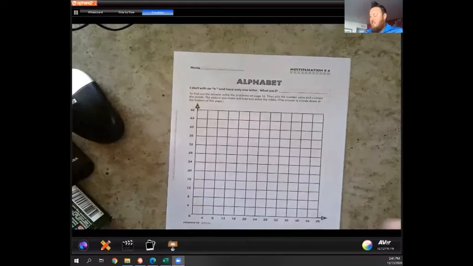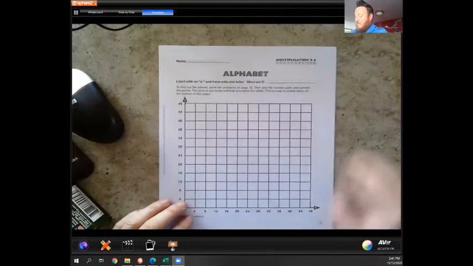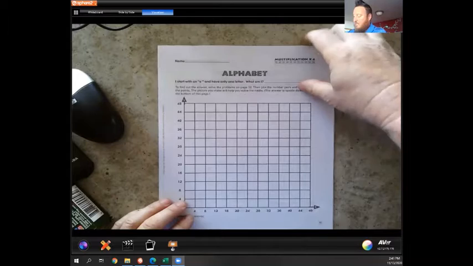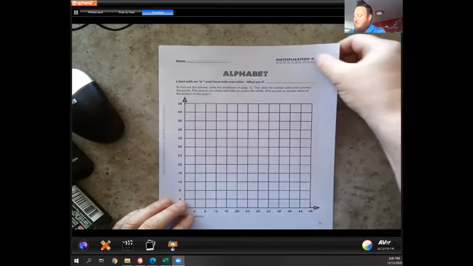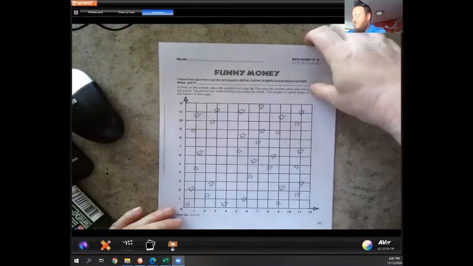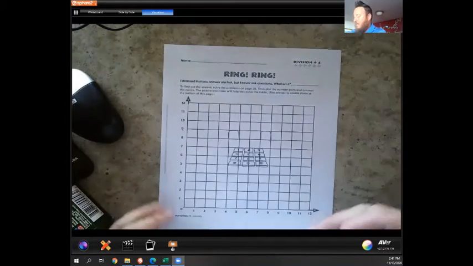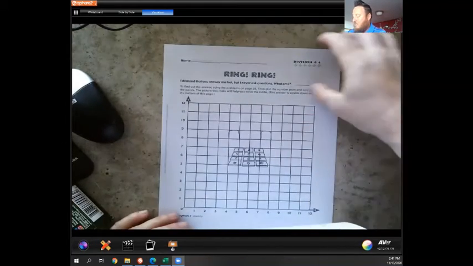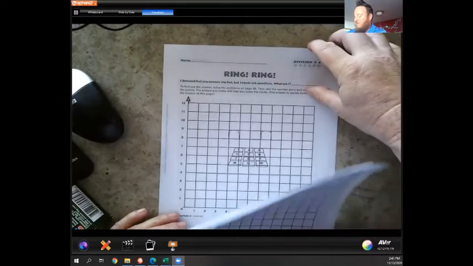So, I'm going to begin by sharing my screen. You will have received three different activities. The first one is alphabet. It's probably the easiest one because it's multiplication by 4. Then we have funny money, which is division by 8, and ring ring, which is division by 4.